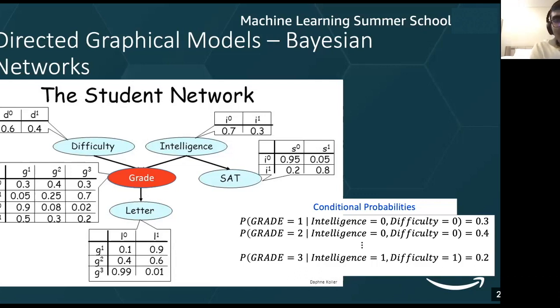Now the question is, how did you even get these numbers? How did you fill up this table? Right? These numbers don't appear magically. They are learned as part of the parameter estimation process that we will discuss in the later portions of this lecture. But what this graph does do is to lend a particular structure to the probability distribution, or the joint distribution, of all these features, as we will see in the next slide.